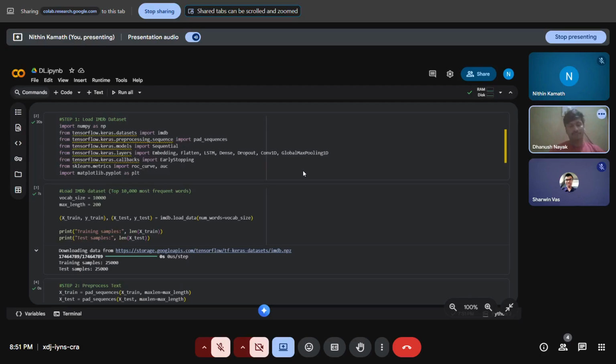The data we used is the IMDb dataset, which consists of 50,000 movie reviews, equally divided into positive and negative sentences. It is pre-processed into sequences of integers. Only the top 10,000 most frequent words are included. We pad every review to a fixed length of 200 words to ensure uniform input size.